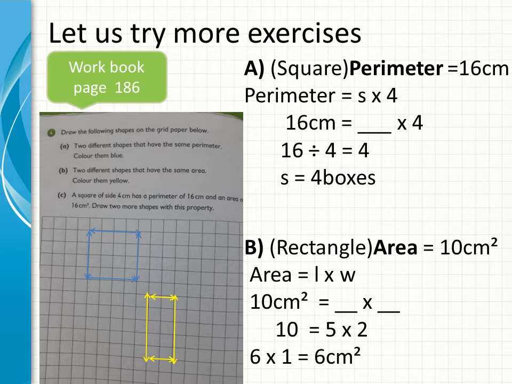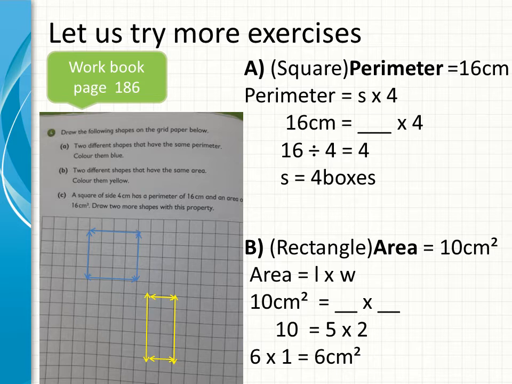Do you remember how to find the perimeter of a square? We said side times 4, because a square has all the same sides and we have to add the total of all the 4 sides. We can say the perimeter of a square is side times 4. So let us choose any perimeter we like. Let's choose 16 centimeter. Remember, it's not area, so we don't need square centimeter. It's only centimeter.